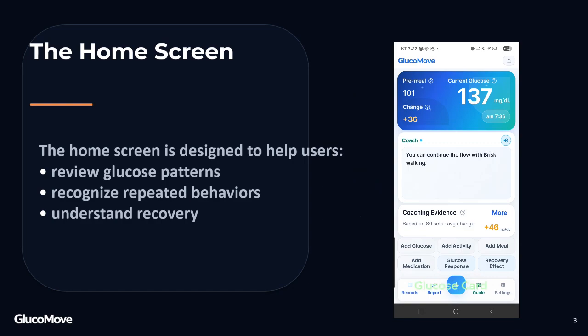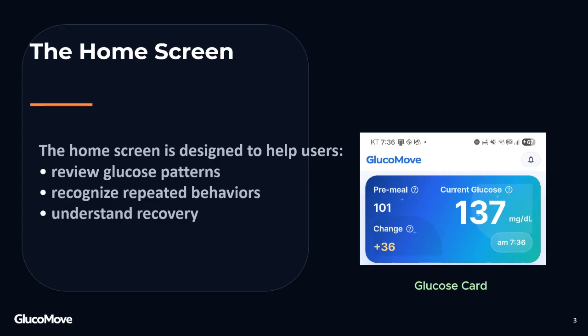The glucose card is composed of pre-meal glucose, glucose change, and current glucose. The glucose change value represents how much post-meal glucose has changed compared to the pre-meal baseline. The current glucose value displays the most recent glucose reading entered within the past 30 minutes.